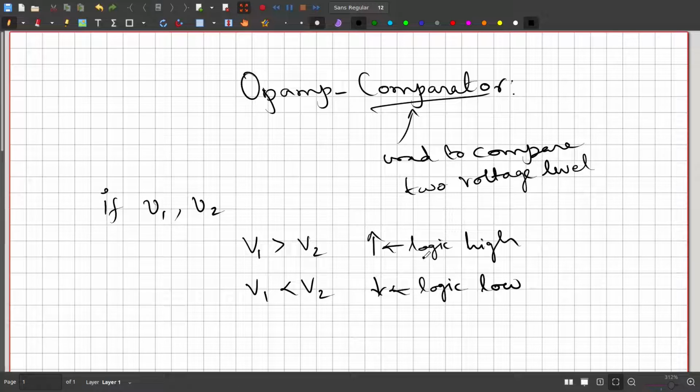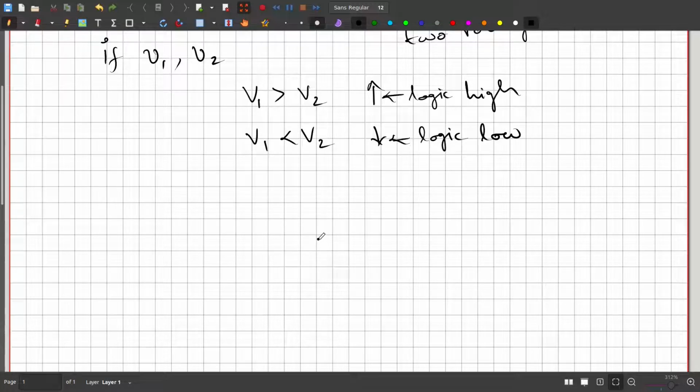Okay, by using NOT operation. So we can use an op-amp as a comparator. The circuit is very simple. It's an open loop configuration.